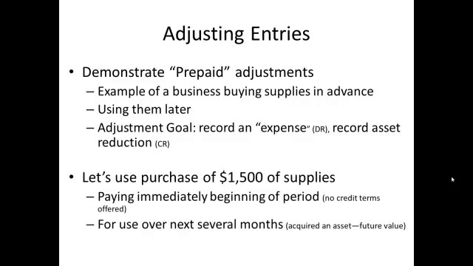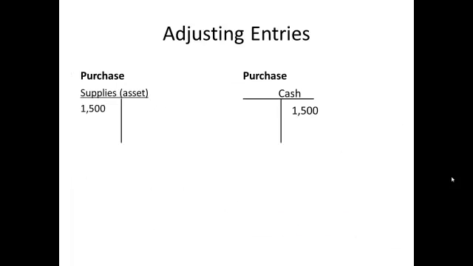Let's take a purchase of supplies for $1,500. Let's assume that we paid immediately for these at the beginning of the period, but we'll use those supplies over the next several months. So we've definitely acquired an asset. Those supplies have future value. That's the definition of an asset. So to begin with, our purchase was debited to the supply asset account, increasing it, and we credited cash, decreasing cash. It's just an exchange of assets here.